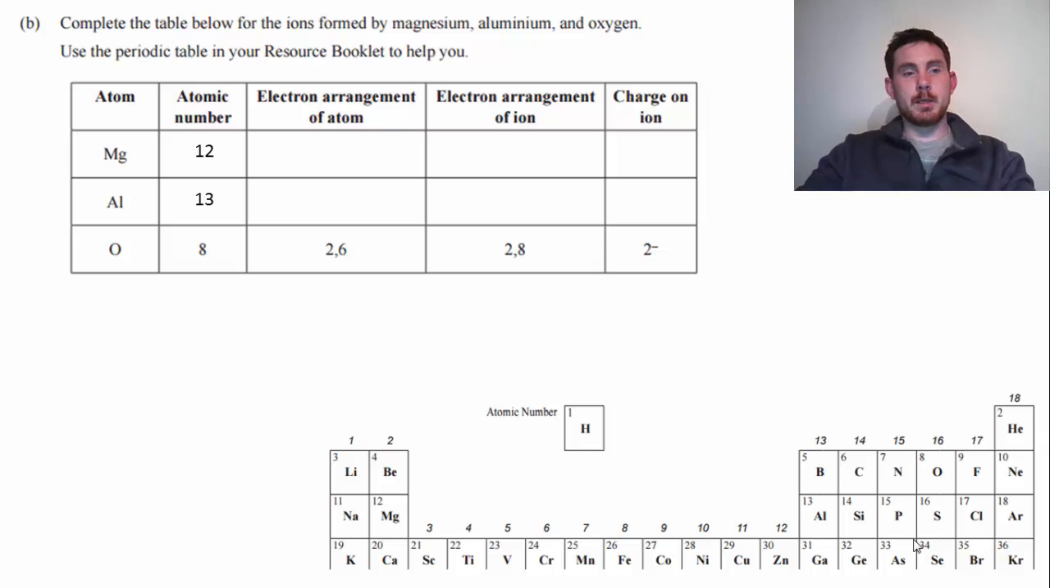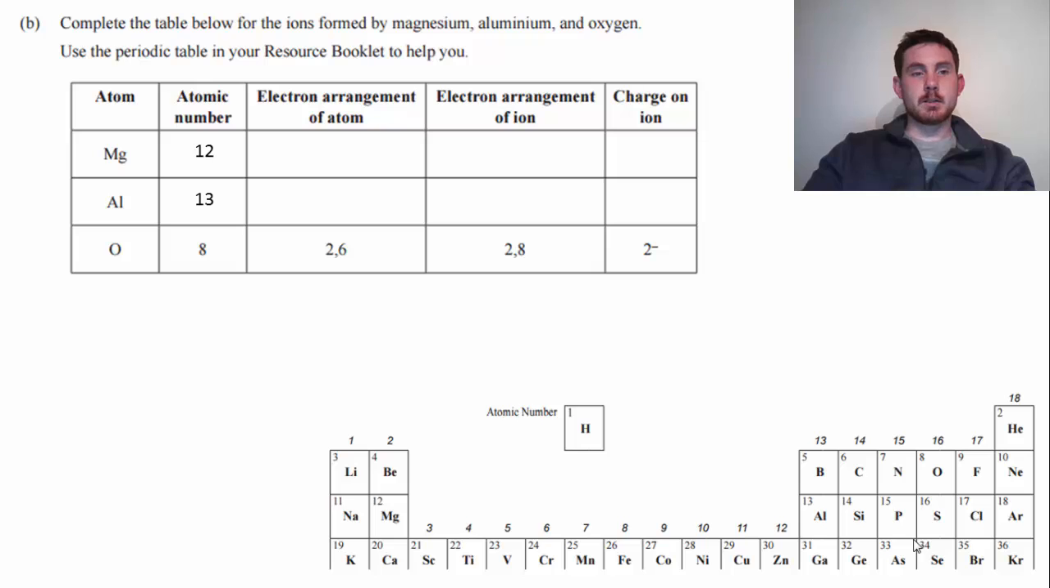So in question 1b, we need to give the electron arrangements of each of the atoms listed. We've got magnesium and aluminium to do because oxygen's been done for us. And I've left a little excerpt of the periodic table down at the bottom there for us to see where I'm getting some of this information from.